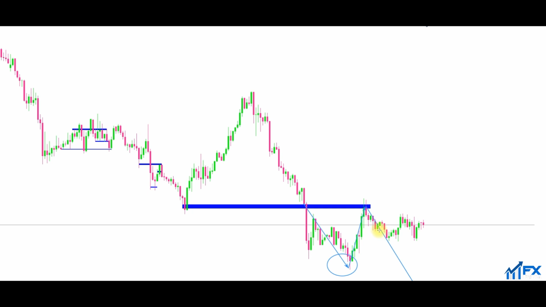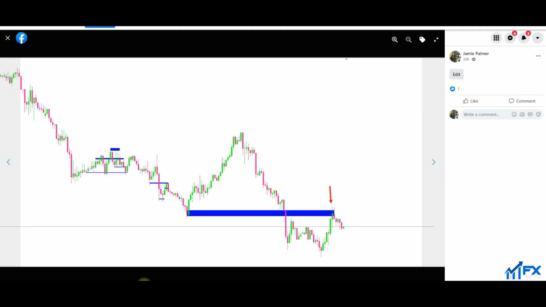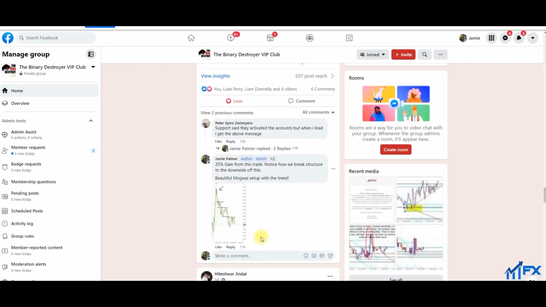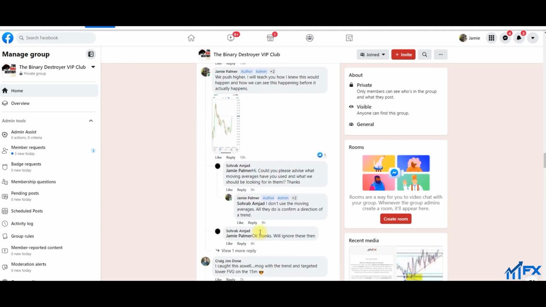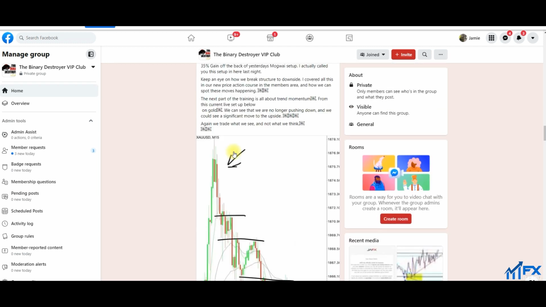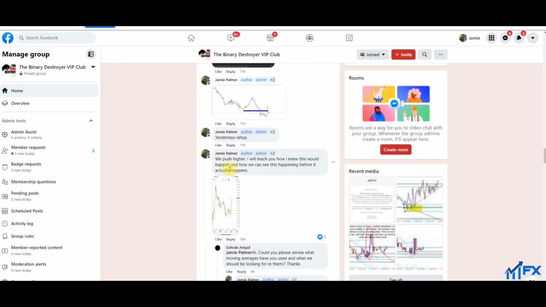Like I said, a 500 pip take profit, 100 pip stop loss, 1 to 5, banked some nice profits. But we can actually go into this setup a little bit further now, because if we read into the comments, I actually posted this morning. Here we go. So this was that setup this morning. 35% gain off the back of yesterday's Mogwai setup. I actually called this setup in here last night. Keep an eye on how we break structure downside. Anyway, I said here, we can see that we are no longer pushing down, and we could see a significant move to the upside. And then about an hour after I posted that, we pushed higher.